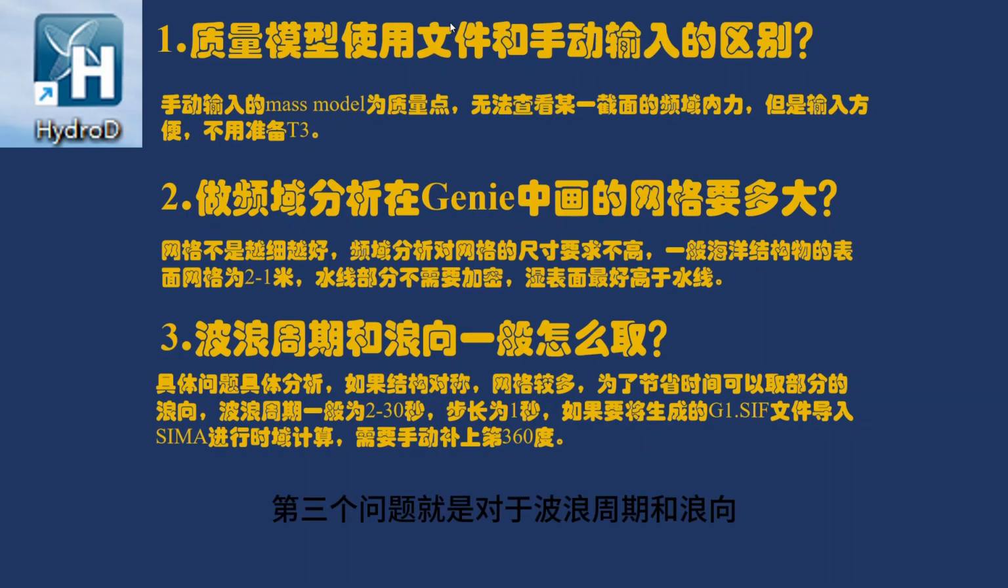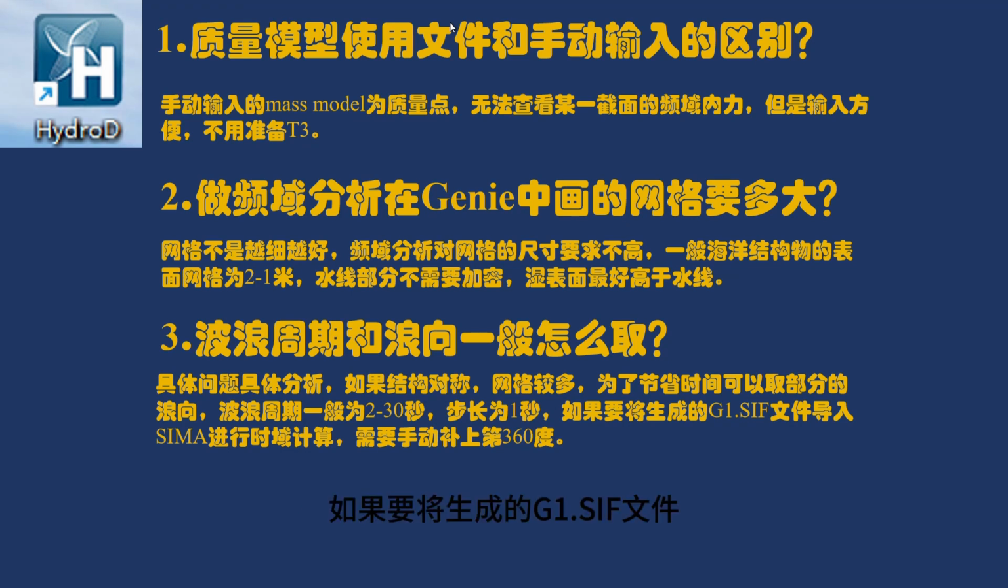The third issue is how to generally select the wave period and wave direction. This depends on the specific situation. If your structure is symmetrical, and if there are many grids, to save time, you can select only some wave directions and wave periods. Generally, you choose between 2 and 30 seconds, with an interval of 1 second. If the interval is any smaller, it doesn't really make sense.